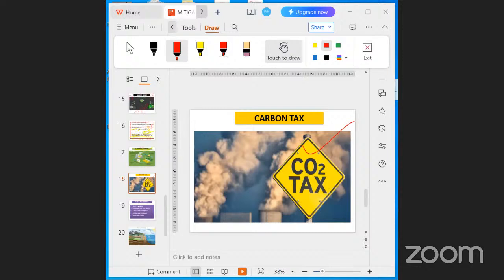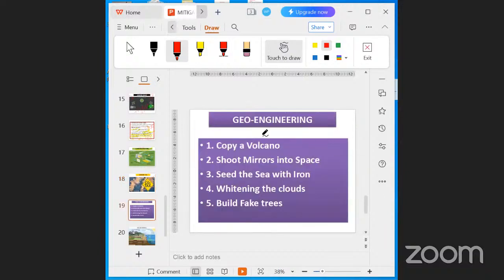tax rate and scope and revenue. So it works like this. So what does tax rate mean? The government sets a tax rate per ton of carbon dioxide emitted, right? This rate can vary by country or region, and it can increase over time, right? And scope. So the tax can be applied to various sectors, including electricity generation, transportation, industry, and residential heating, right? So this is the carbon tax. And the next one, the last one, is geoengineering.